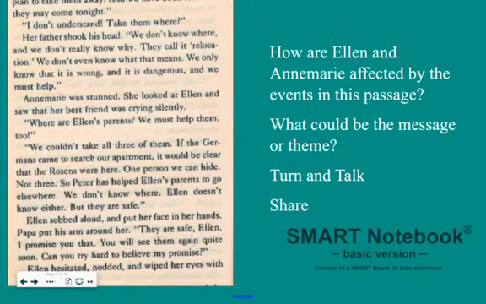I have a little thing blocking there. So how were Ellen and Anne-Marie affected by the events in this passage? So Ellen's parents are somewhere else. This family has taken in Ellen to protect her. So what could the message of the theme be? I mean, Ellen's crying. They're talking about danger, and it's just really scary. I can come up with a couple themes. One thing I can come up with is that they protect their friends.